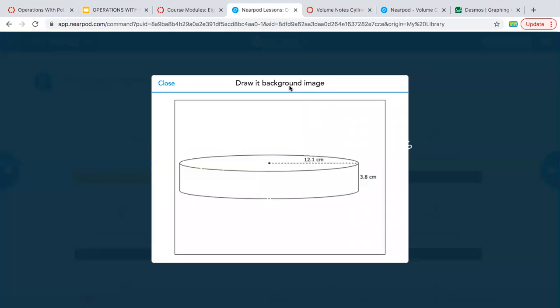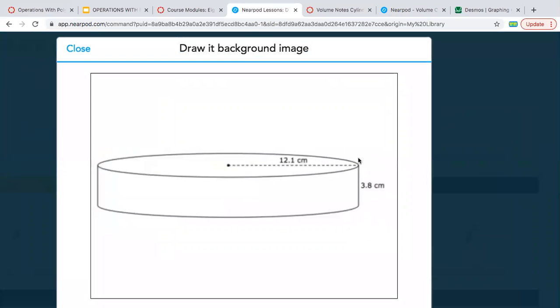So this is a draw-it. You can do this on paper or on the actual screen, up to you. I want to find the volume of this cylinder. We're going to go through this one slowly one more time, and if you feel confident, you can move ahead of me, but I'd rather we do it together this first time. 12.1. What does 12.1 represent? The radius. Good. And what does 3.8 represent? The height.